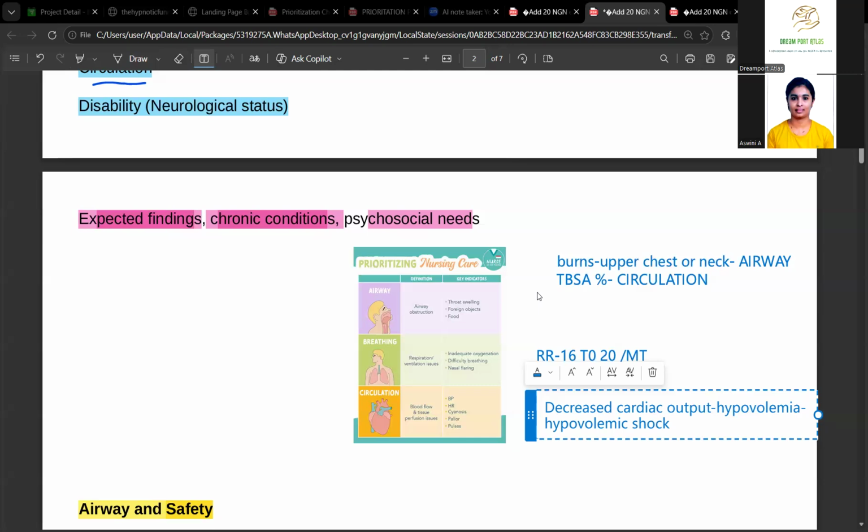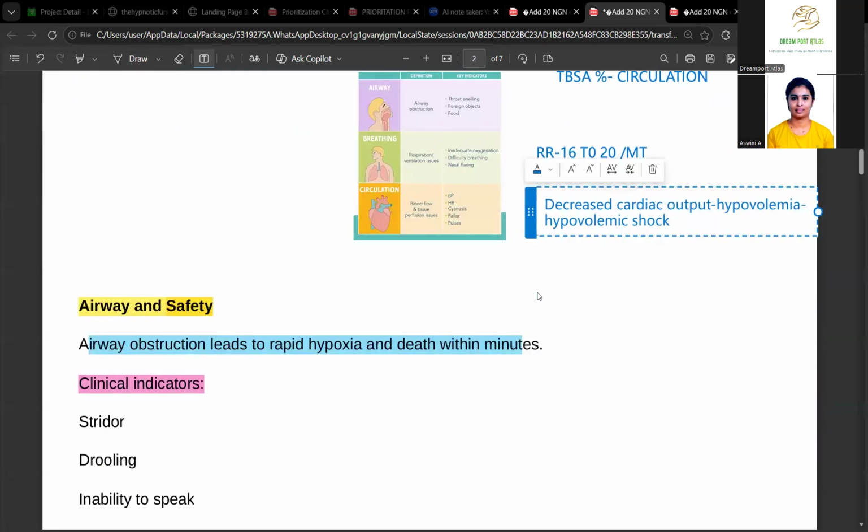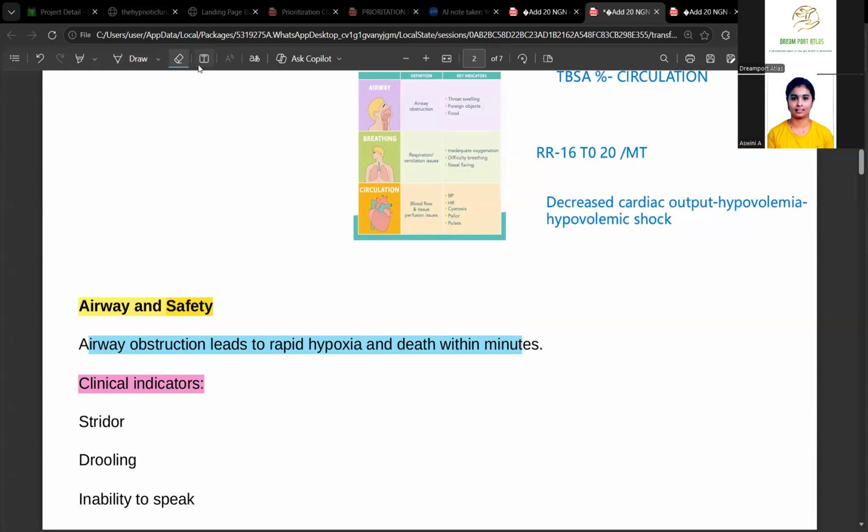Otherwise, with each option we can apply the strategy, whether it is airway, breathing, circulation, or disability, whatever it is. And also we know that in case of airway obstruction, what will happen? That can lead to rapid hypoxia and death can occur within minutes. So airway and safety is our highest priority. When there is an airway obstruction, it can lead to rapid hypoxia. Then this hypoxia can cause cardiac arrest, and can lead to the death of the patient.